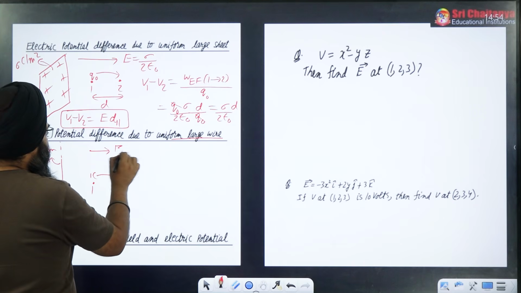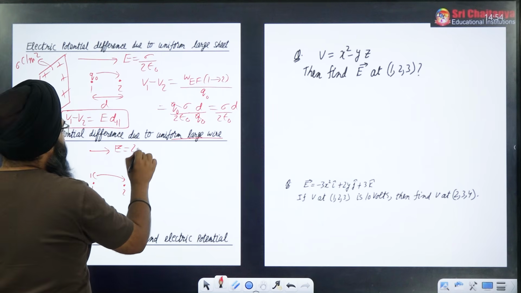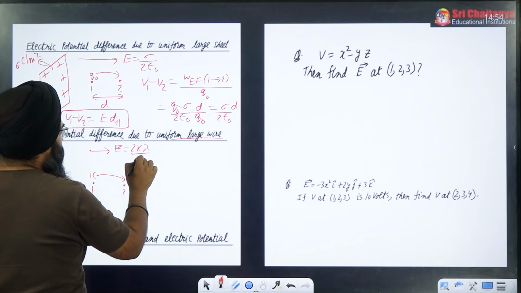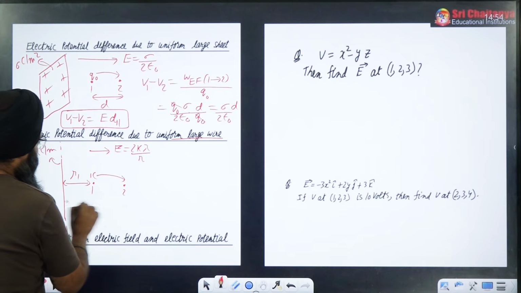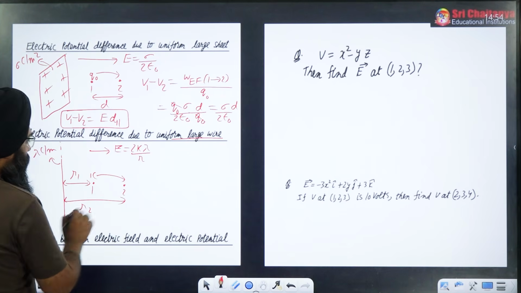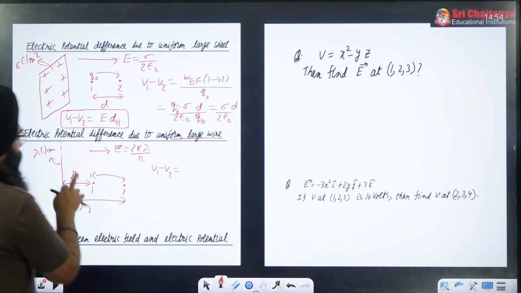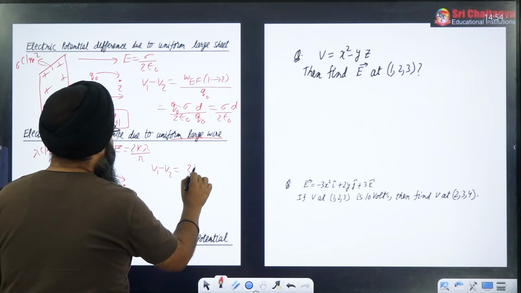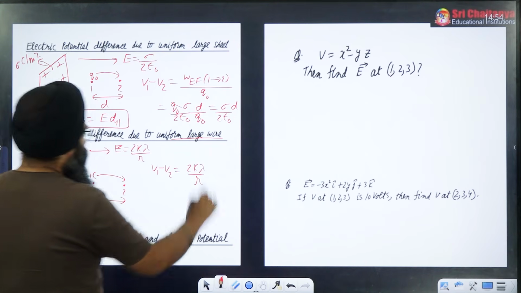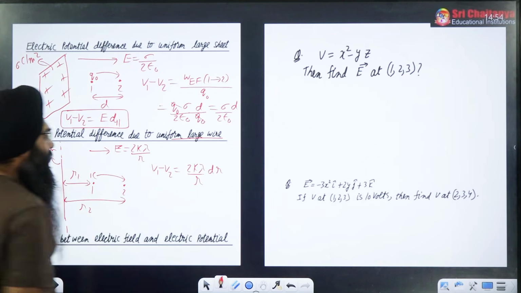Electric field is in the radial direction, we already know. For this particular configuration, electric field is given by 2k lambda by r. Suppose point 1 is at a distance of r1 and point 2 is at a distance of r2. So what will I write? I will write potential V1 minus V2 will be equal to work done by the electric field. I am taking a 1 coulomb charge only. So I will write 2k lambda by r multiplied by displacement. Suppose I take dr displacement.